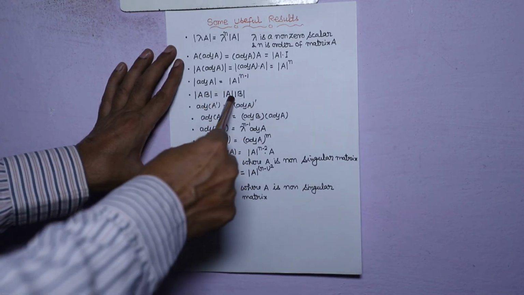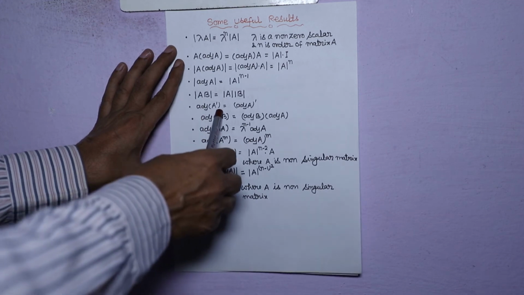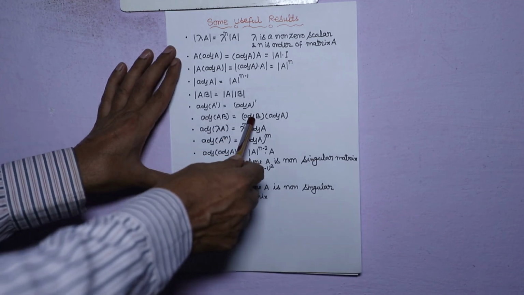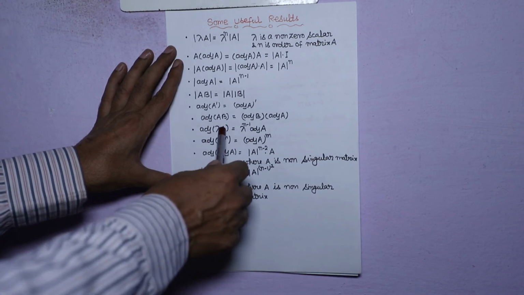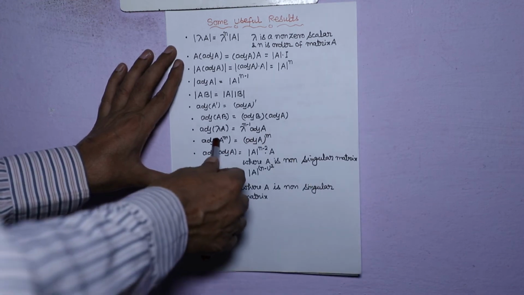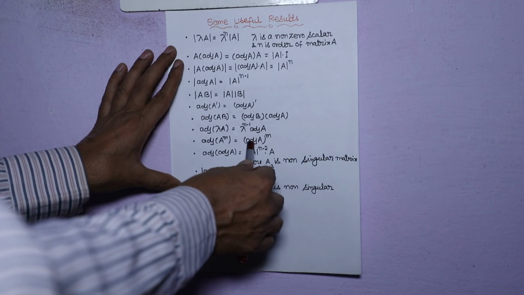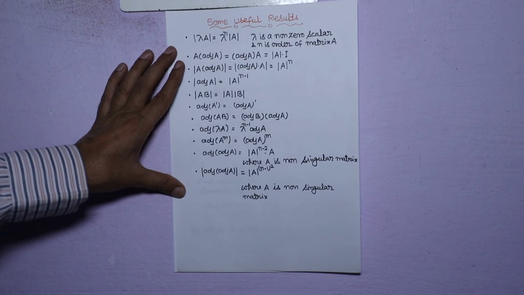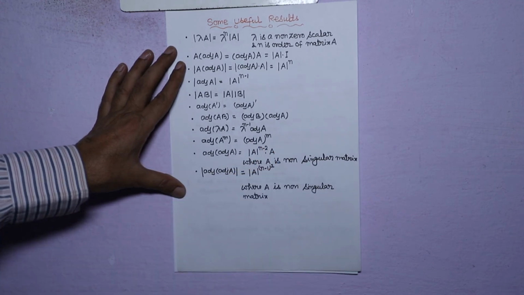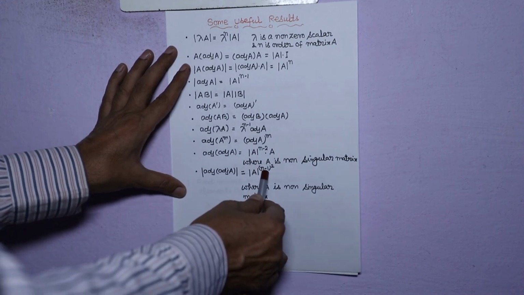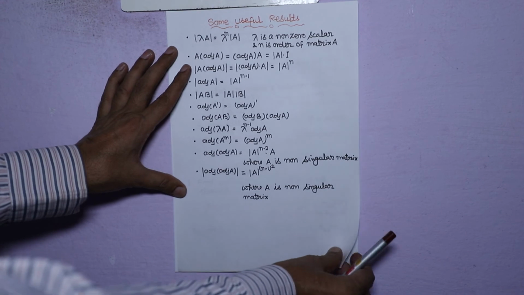Determinant AB is determinant A into determinant B. Adjoint of A dash is the transpose of adjoint of A. Adjoint of AB is adjoint of B into adjoint of A. Adjoint of lambda A is lambda to the power n minus 1 into adjoint of A. Adjoint of A to the power n is adjoint A whole to the power n. Adjoint of adjoint A is determinant of A to the power n minus 2 into matrix A, where A is a non-singular matrix. Determinant of adjoint of adjoint A is determinant of A to the power (n minus 1) whole squared, where A is a non-singular matrix.